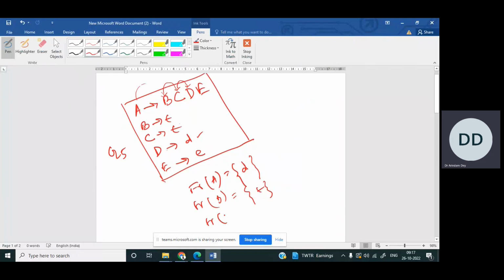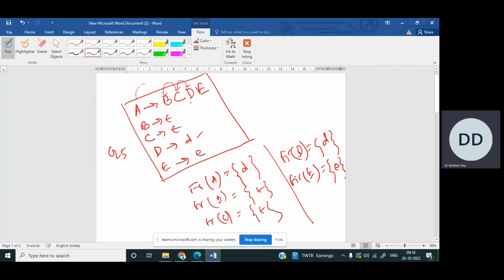Then first of C, if you consider, it will also be epsilon. Then first of D will be the small d, and first of capital E will be the small e, right? It is a small e. So it is very clear that if the first expansion of a non-terminal is generating epsilon, I need to check the second variable.